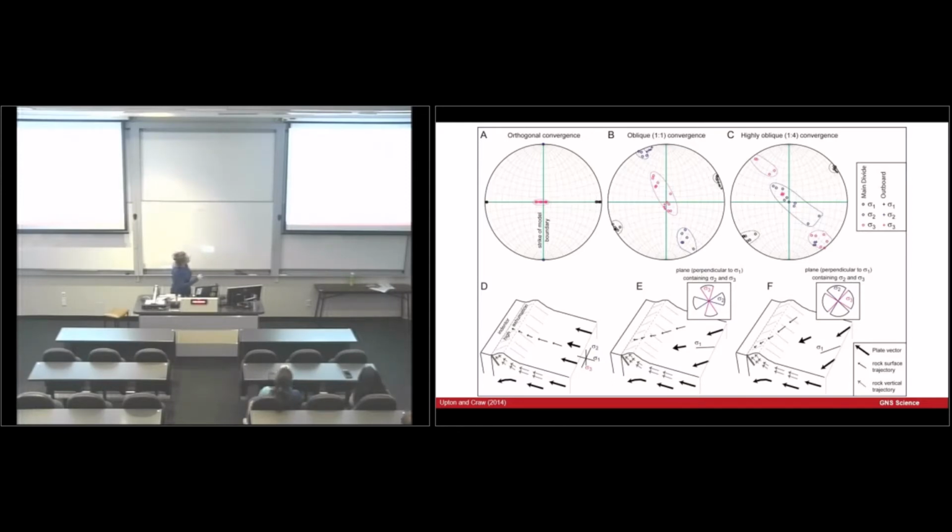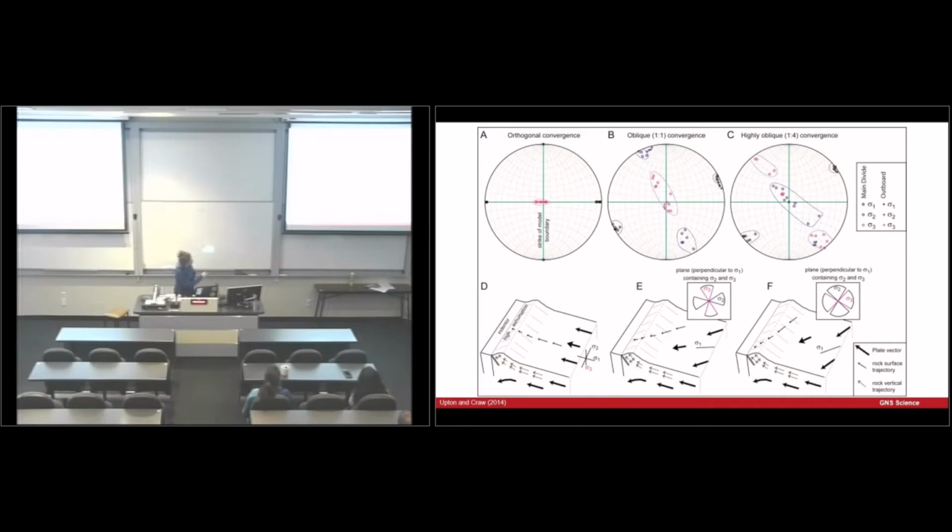So this is when it's orthogonal, and when it's orthogonal, it's very simple. It's basically a 2D example. So sigma 1 is horizontal, sigma 2 is horizontal, and sigma 3 is vertical. And in that situation, you don't predict any extension. It's all convergence. You don't predict any extension.